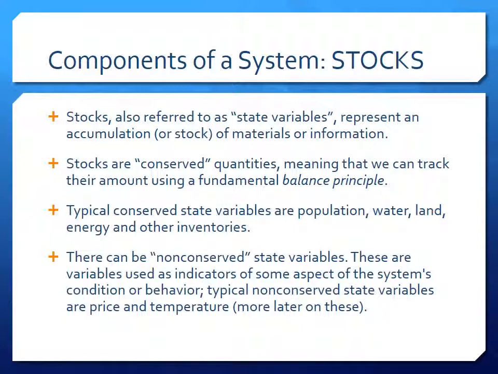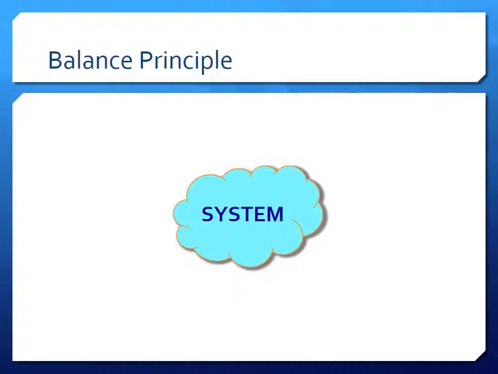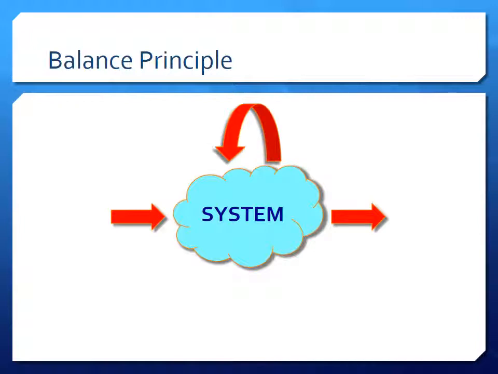These are not usual, but we will see stocks or state variables that are non-conserved. This means that these are really indicators of some aspect of the system's condition or behavior. Typically, a few examples are price and temperature. These are not things that are conserved that you can do a balance on. But let me tell you a little bit more about this balance principle. You have a system, okay, and this system has inputs, it has outputs, it has generation of stocks within it.